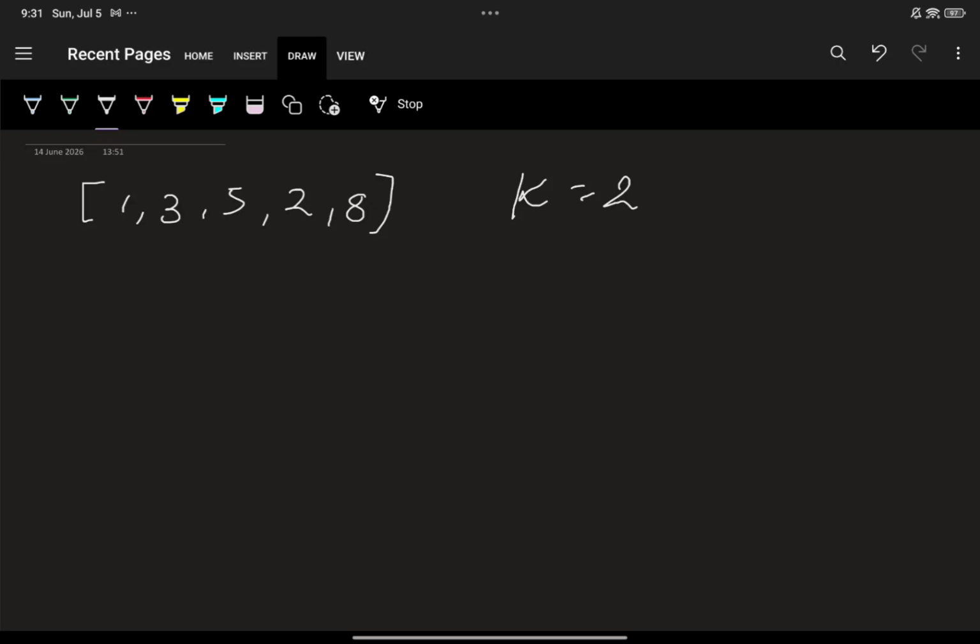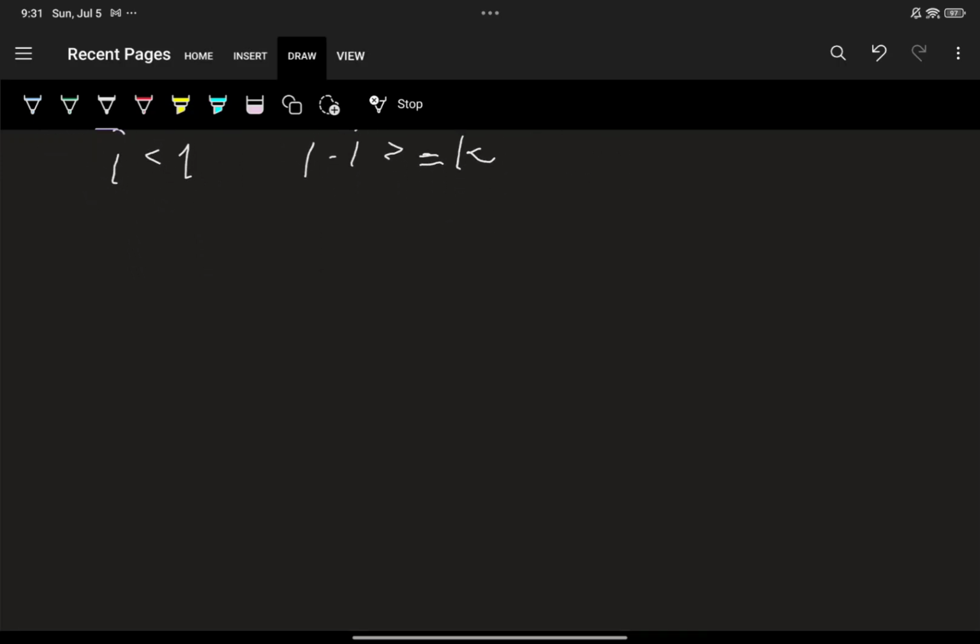So we first have to find all the valid pairs, where i should be less than j, and j minus i should be greater than or equal to k. The next thing is that we have to calculate the maximum value among all the valid pairs which are formed from these conditions.